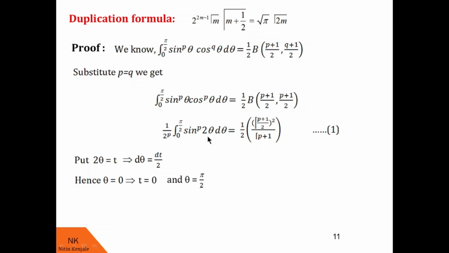Now let's transform this integral. So this integral will now become 1 by 2 raised to p into integral from 0 to pi of sine raised to p t dt by 2. Let us carry forward this statement.